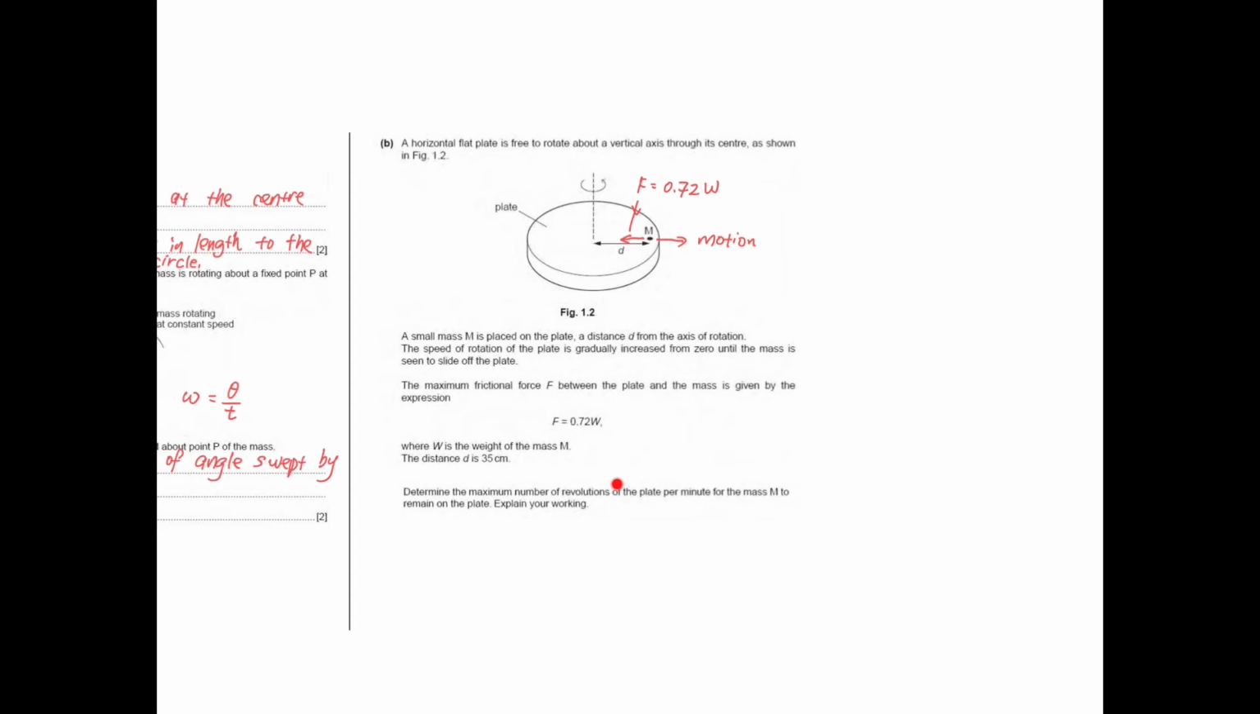So in order to find the maximum number of revolution, you have to take the maximum frictional force. Maximum frictional force is this value, 0.72 W. You know, F equal to mu R, right? This is the mu. 0.72 is the mu. R is the normal reaction, so hence it is the weight. So this is actually the maximum frictional force.